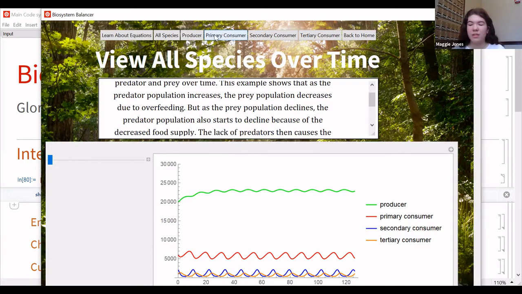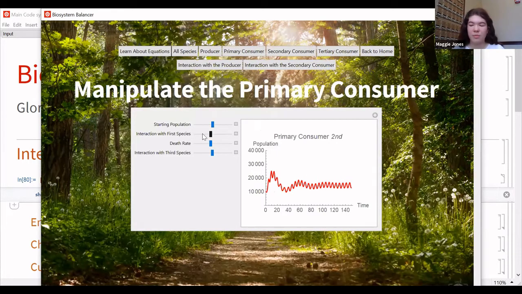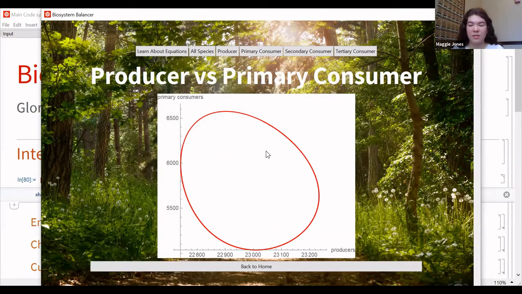Here, the user can manipulate starting populations, interaction rates between predator and prey, birth rates, death rates, and/or carrying capacity, depending on the species selected. Changing these values changes the solutions to the differential equations and thus the population of the species selected. Lastly, on the learning interface, the user can view the interaction plots between 2 adjacent species in our ecosystem by clicking on the second row of buttons. These pages show parametric plots that plot 2 species populations against each other. Here, the plots show the plot between the producer and the primary consumer.